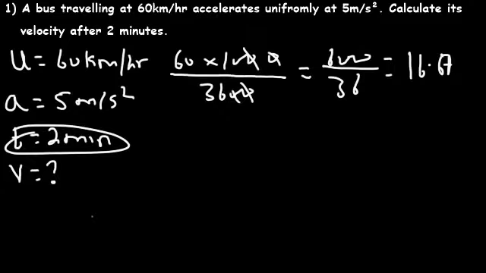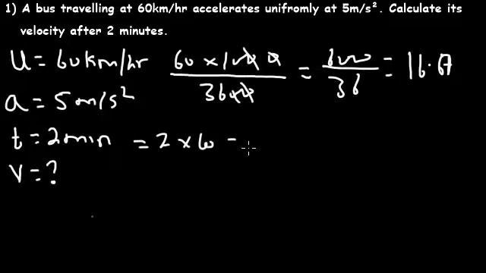The next thing is just the 2 minutes. Now minute to second, we said we multiply by 60. This is just 2 times 60, which is 120 seconds.